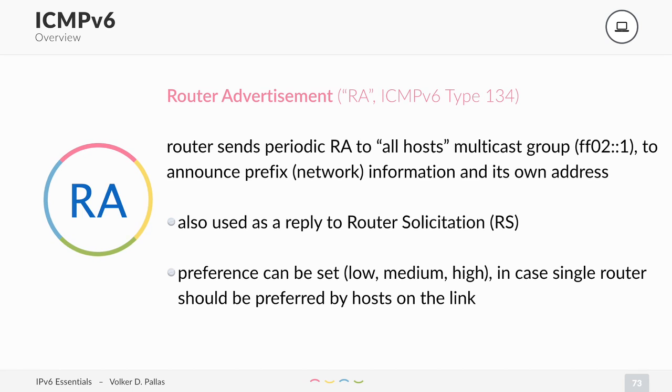The reply to this is a router advertisement, also called RA. It's type 134. And the router sends periodic RAs to the all hosts multicast group, ff02::1, which every IPv6-enabled host has to listen to. And the router will send an RA announcing the local prefix or the local network and information of its own address. So it will tell everybody on the link, the current prefix on this link is this and that, and my IPv6 address is this, and you can use me to reach outside networks.